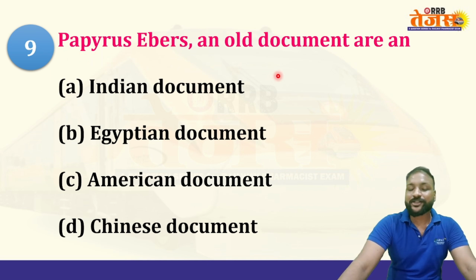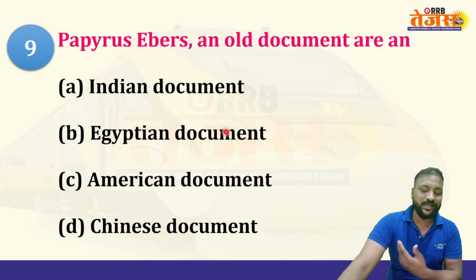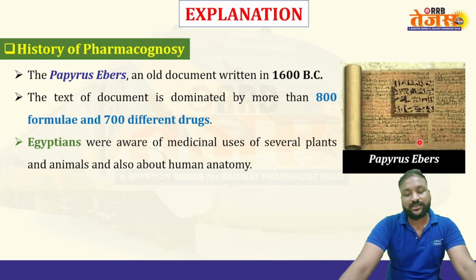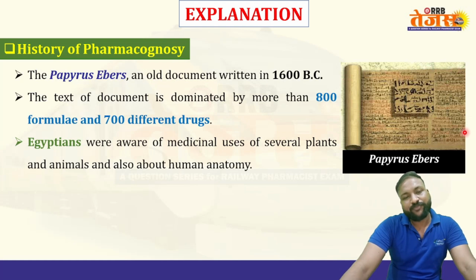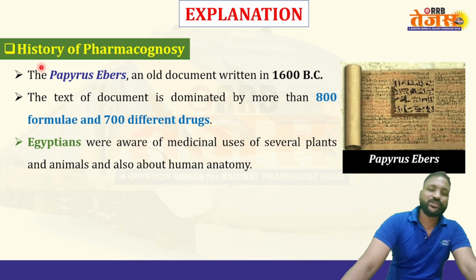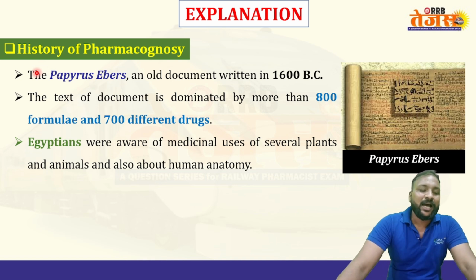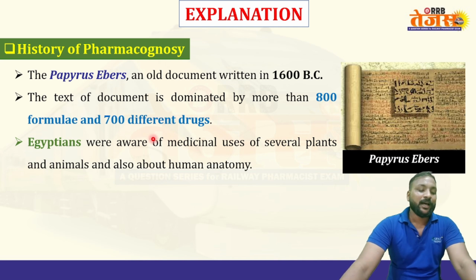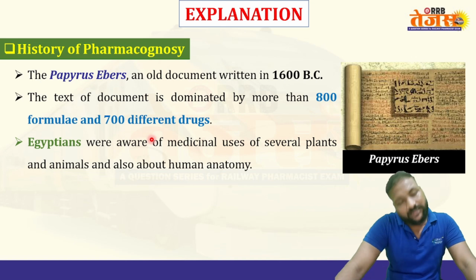Papyrus Ebers, an oldest document, is it Indian or Egyptian, American or Chinese? We'll see the right option. Egyptian document. Yes, so this is the reference for the image of Papyrus Ebers. But coming to the history of pharmacognosy, the Papyrus Ebers, an older document written in 1600 BC, is a text dominated by more than 800 formulas and 700 different drugs. Yes, it belongs to the Egyptians.